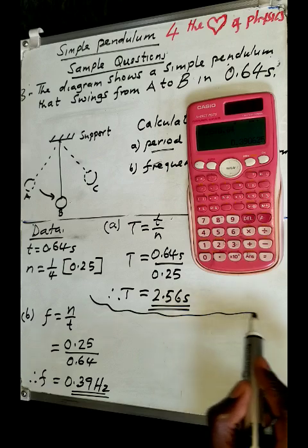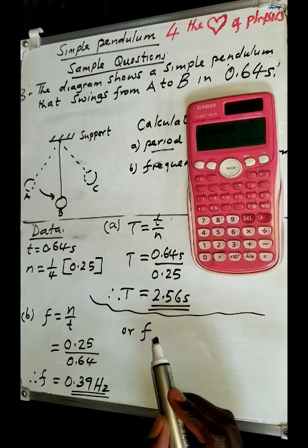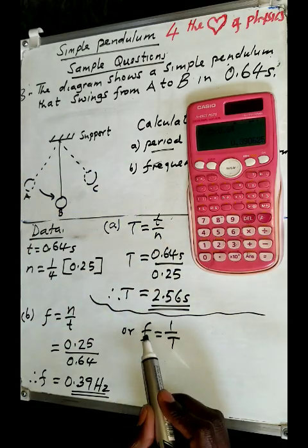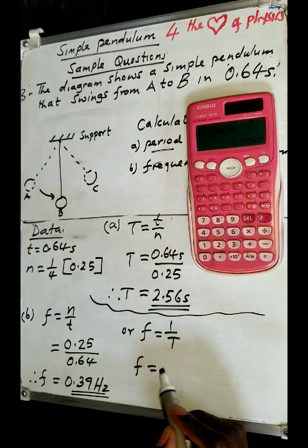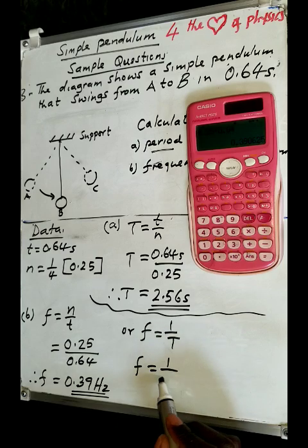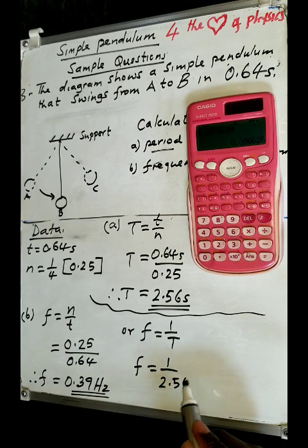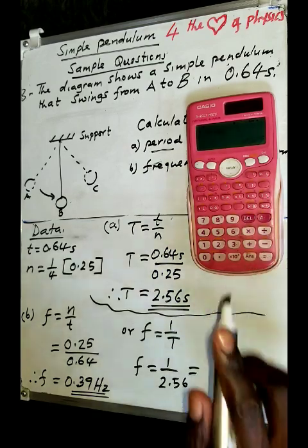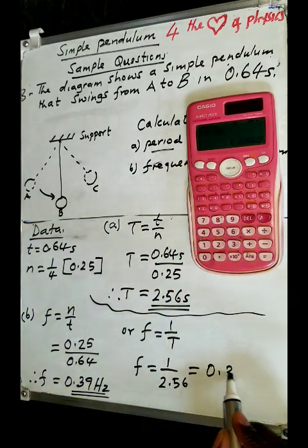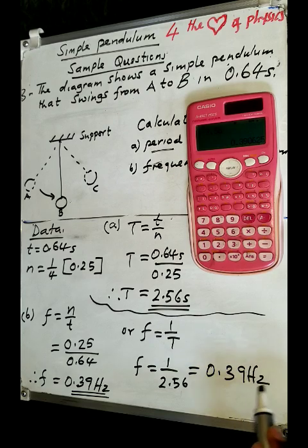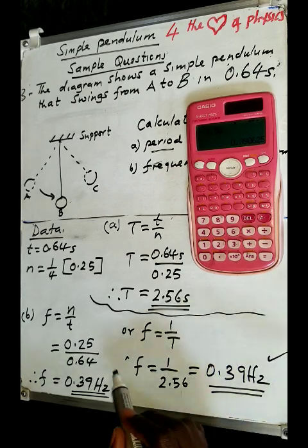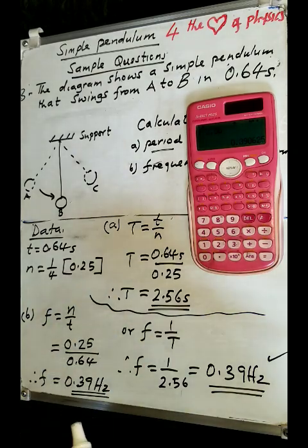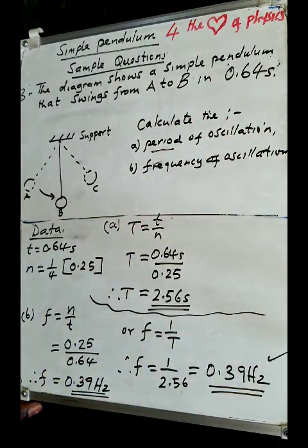Now remember what I said, it is the same even if you say frequency is equal to 1 divided by period, because you have already calculated the period, therefore you can know the frequency. So frequency will be equal to 1 divided by the period, which is 2.56. And if you divide 1 by 2.56, to 2 decimal places it will give you 0.39, and that is going to be in Hz. So you can see it is actually one and the same thing. Whether you use that or you use that, the answer is simply going to be the same. All right, I hope we are together.